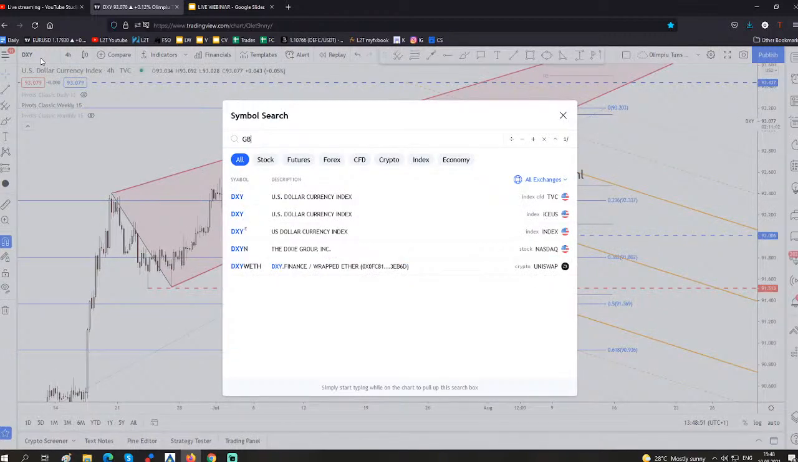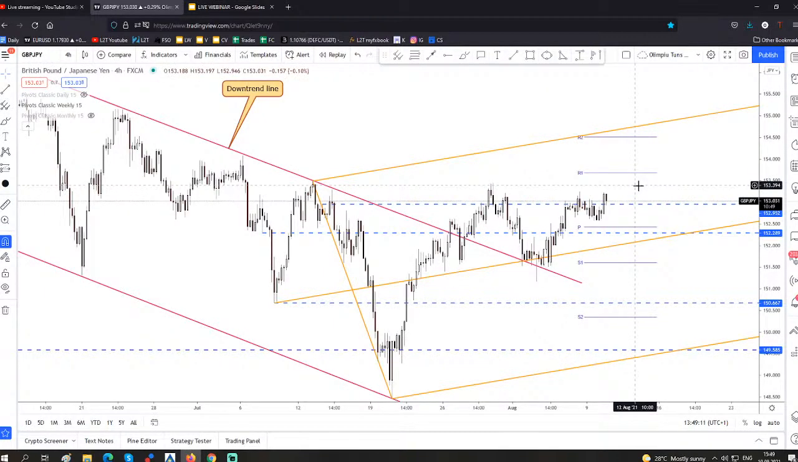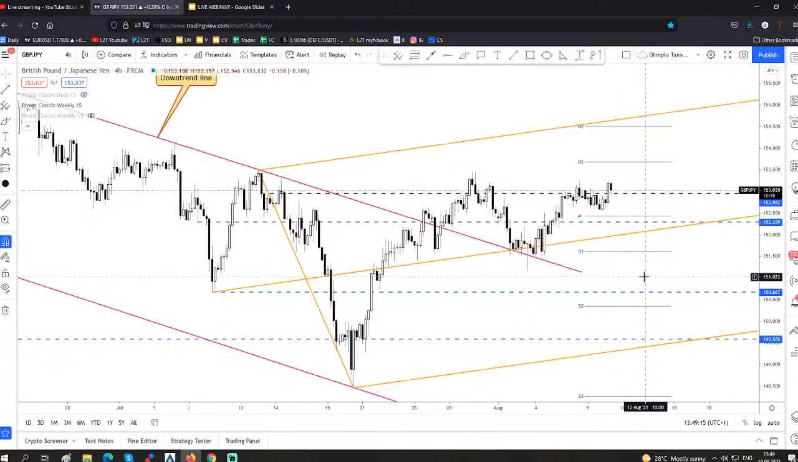Yeah, thank you. British pound versus the Japanese yen. Thank you, Roberts. So breakout here from this channel, retest, and right now it moves somehow sideways here, but in the short term the bias is bullish on the British pound versus the Japanese yen. So it will not be a surprise if this pair will resume its growth in the short term.